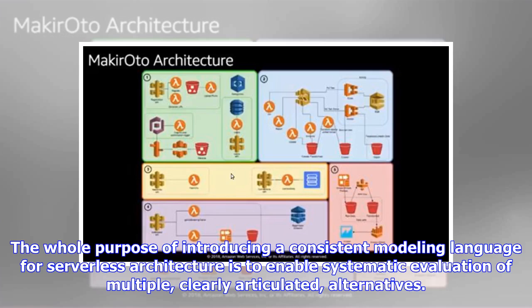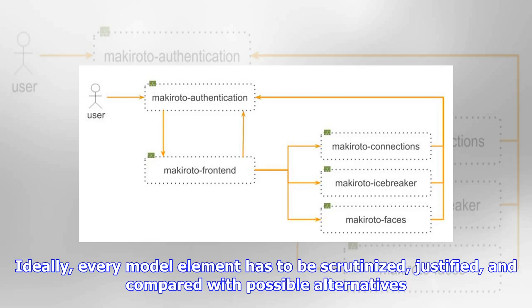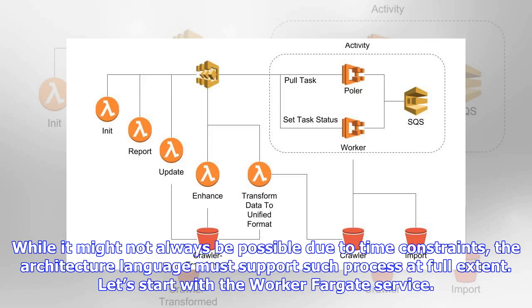The whole purpose of introducing a consistent modeling language for serverless architecture is to enable systematic evaluation of multiple, clearly articulated alternatives. Ideally, every model element has to be scrutinized, justified, and compared with possible alternatives. While it might not always be possible due to time constraints, the architecture language must support such a process to the full extent. Let's start with the worker Fargate service.